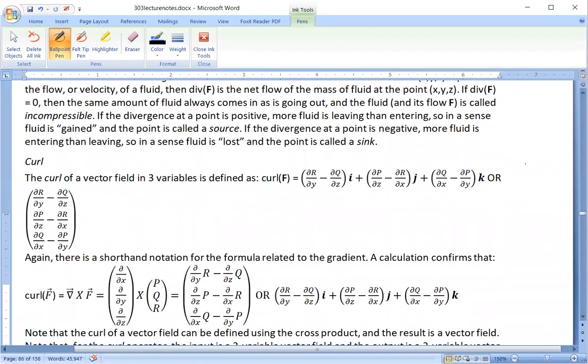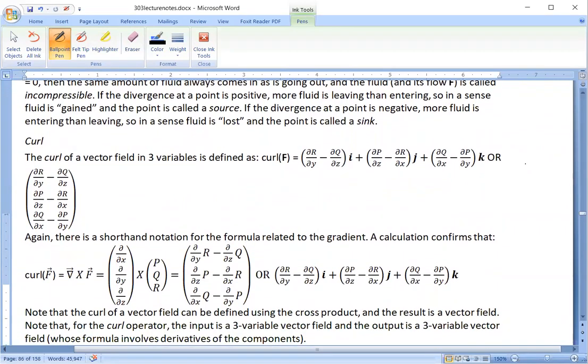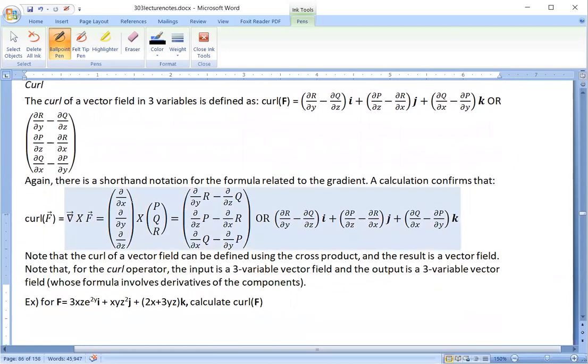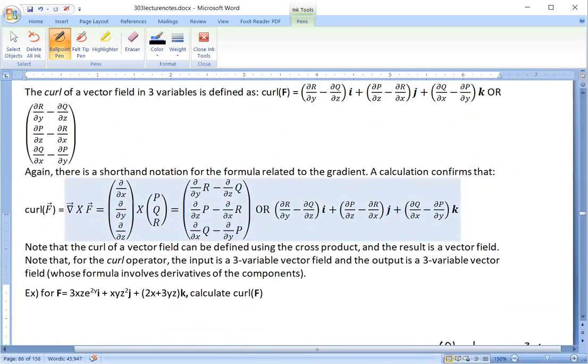Now, something interesting about curl. First of all, notice that the curl can be defined using a cross product. Therefore, the result is another vector, or in other words, another vector field. And also notice that for the operator, the input is a 3-variable vector field, and the output must be a 3-variable vector field. And once again, the formula involves derivatives of the components. So now let's do a calculation to see what this looks like. Okay. So for this 3-dimensional, 3-coordinate vector field, let's calculate the curl.